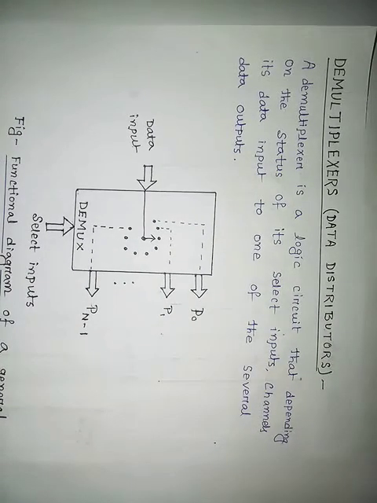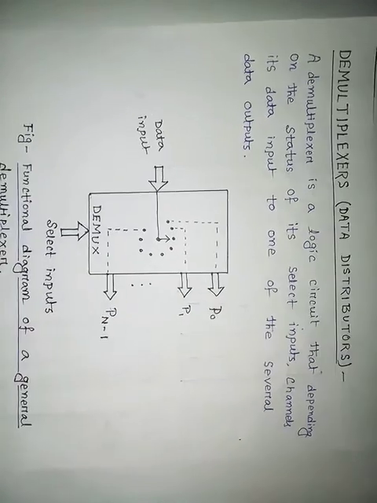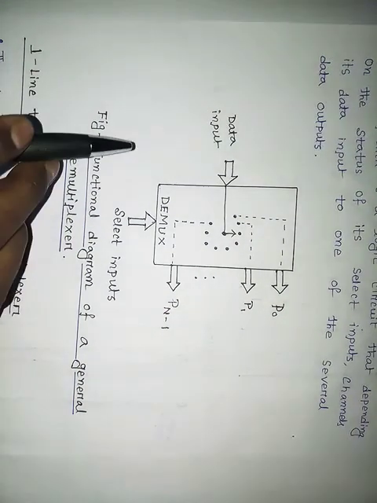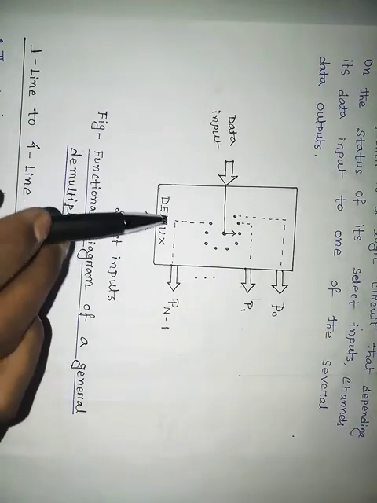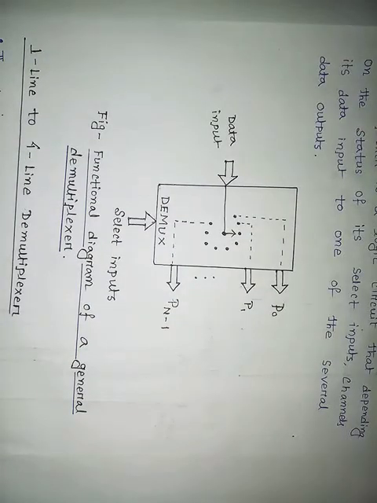A demultiplexer is a logic circuit that, depending on the status of its select inputs, channels its data input to one of several data outputs. See in the figure here, only one data input and select inputs are needed, and it creates several data outputs. In this figure, they are mentioned as p0, p1 up to pn minus 1, that is, the number of outputs minus 1. This is the functional diagram of a general demultiplexer.